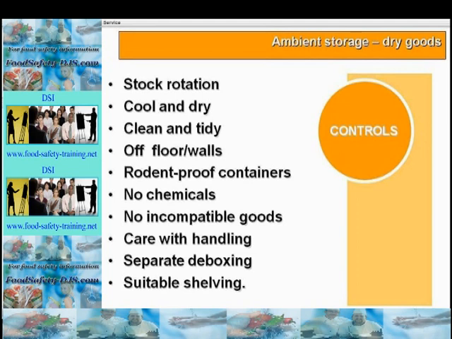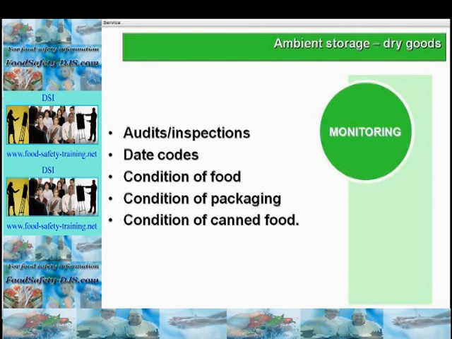Care with handling. Separate the deboxing area prior to storage if possible. And suitable shelving, preferably slatted for ventilation, and not made from wood unless the wood is sealed with paint or varnish. It's far better to use a metallic substance like stainless steel or aluminium. Monitoring includes audits and inspections, date codes, condition of food, condition of packaging, condition of canned food.